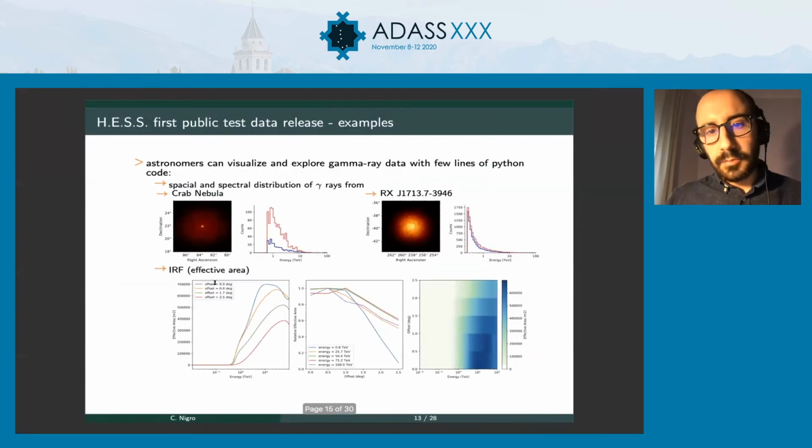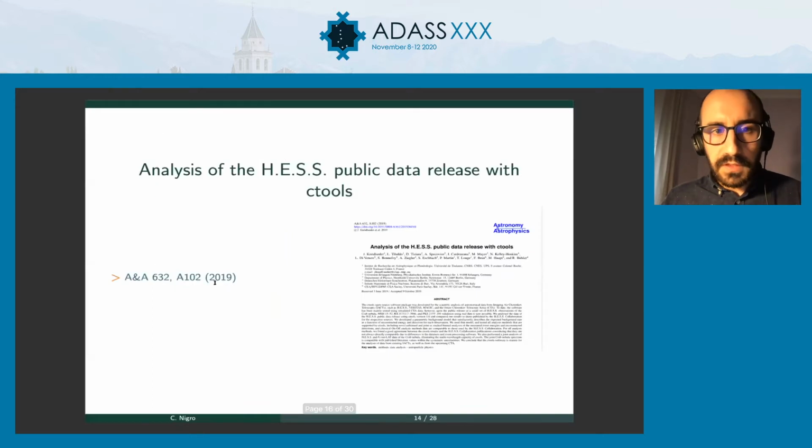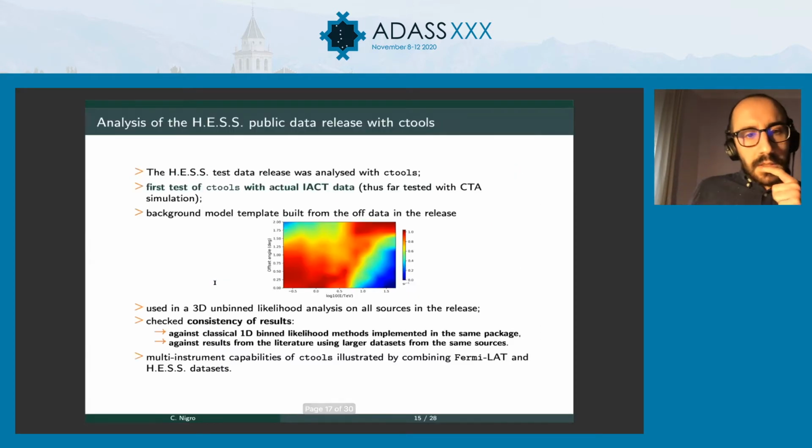So, okay, let's check the projects that have actually used the data in this format. One of the first was the analysis of the HESS public data release with Ctools, which I remember was one of the candidates to be the software of CTA, the analysis tool of CTA. It's published in Astronomy and Astrophysics, as you can see. So this HESS test data release was analyzed with Ctools.